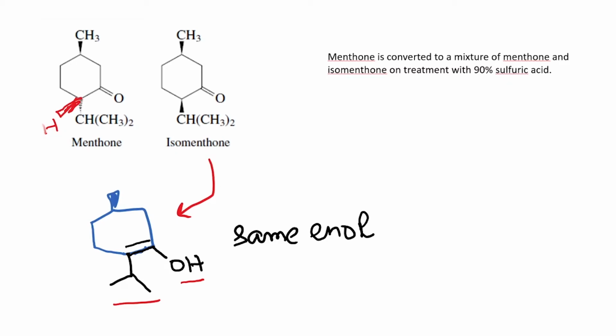So now if you have a common intermediate for this reaction, then the enol is anyway considerably less stable, or generally speaking less stable, compared to the keto form. So when you have the keto form, you're going to get back a mixture of menthone and isomenthone. You'll have the same concept here, which is the enol is also a planar molecule, and it has two faces by which it can react. And so you're going to get a mixture of menthone and isomenthone when you treat it with 90% sulfuric acid.